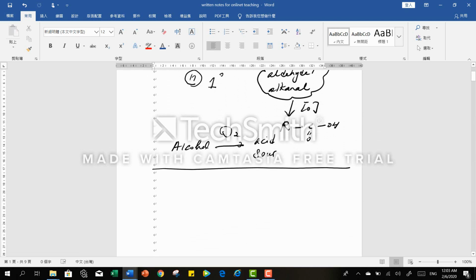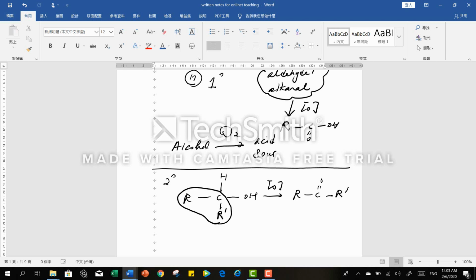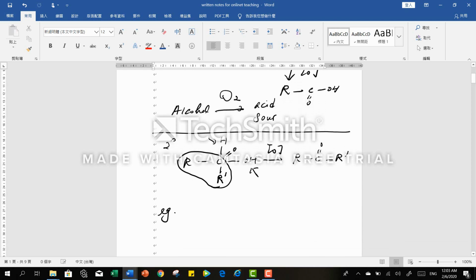Now for secondary alcohol, as I told you, it means the carbon that is bonded with the oxygen has only one hydrogen, and the other one is an alkyl group. So in this way, when it is oxidized, it will become a ketone. It's very easy. You just keep this part and then put a double bond here. Then eliminate this part and this part. Then that's it. Let me give you a concrete example.